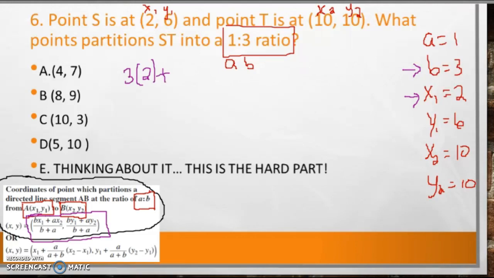And I'm going to do my plus sign. Next it says A times X2. I'm going to find my A, which is 1, and multiply it by my X2, which is 10. And then on the bottom, it says all over B plus A. So all over, my B we said was 3, and my A was 1.